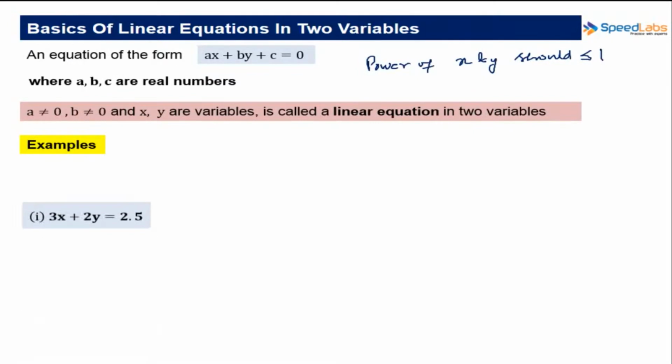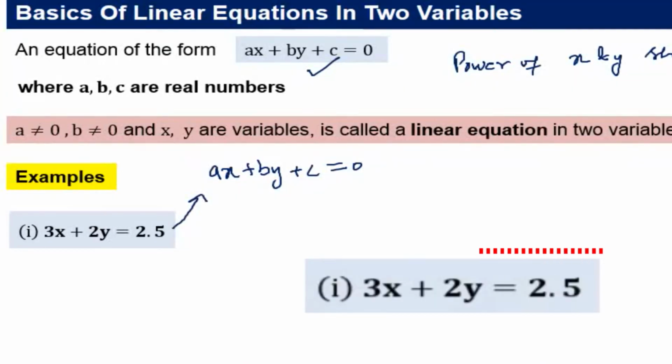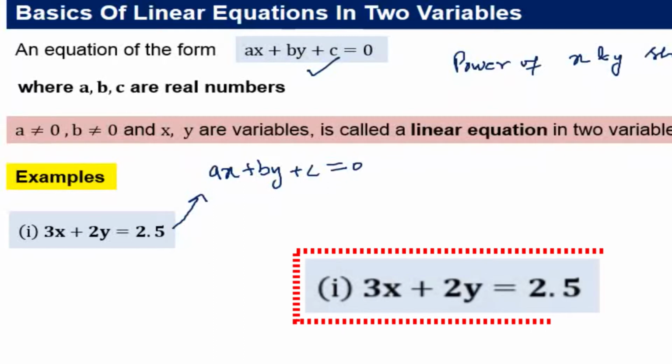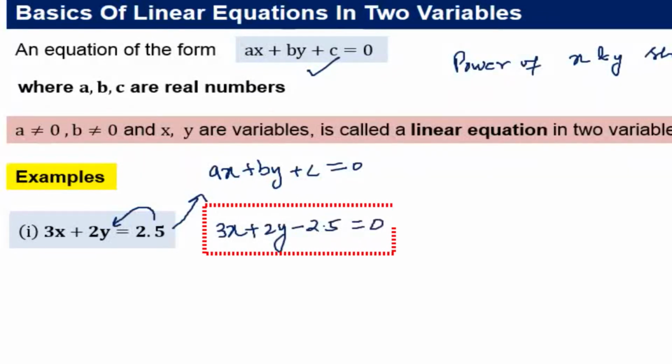So if you look at one example of a linear equation, this is how a linear equation looks. Now let us compare this equation with the standard form. So what is the standard form? It is ax plus by plus c is equal to 0, right? So let us write this equation in this form. What should we do? We should transfer this 2.5 to the left hand side, so it will be 3x plus 2y minus 2.5 is equal to 0.